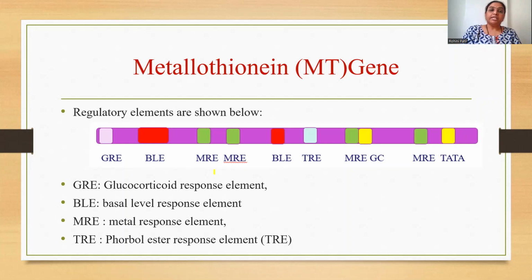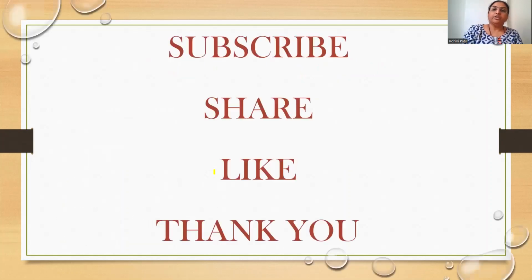It is the GRE, BLE, MRE, and the TRE. BLE is to maintain the basal level of the metallothionein protein. Okay, GRE allows the response when a glucocorticoid hormone is present. TRE is a phorbol ester response element. Okay, so in this way, it is the metallothionein gene. I think you may have cleared the idea about the response element.